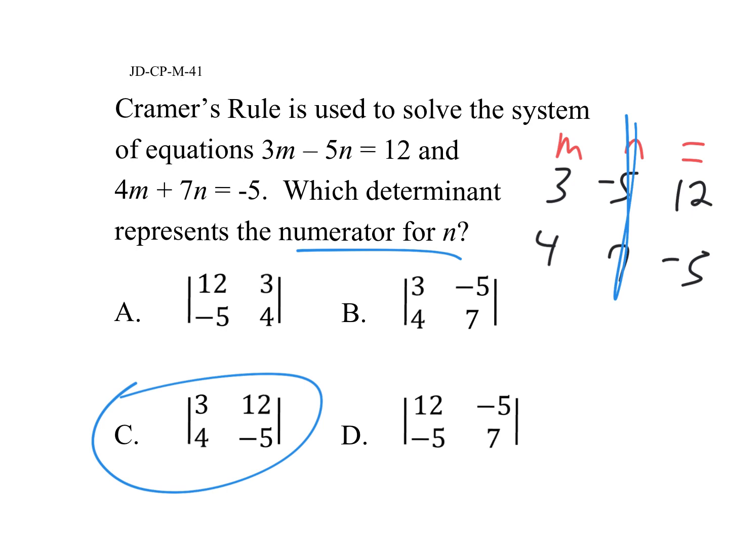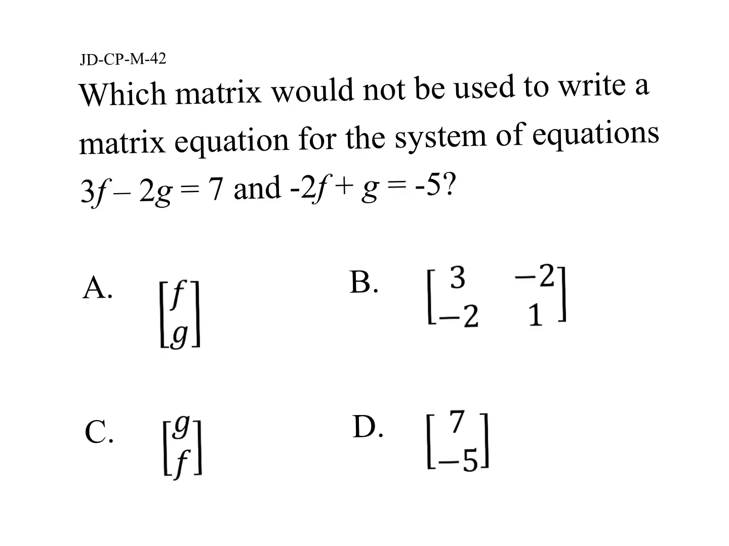And we've talked about actually just solving the equations, working it out algebraically, but we can look into the Kramer's rule a little bit more as well. 42, which matrix would not be used to write a matrix of equations for these system of equations? And that actually would be answer choice C. It's got to be between A and C, really. The deal is that it's the order of the variables. F comes before G, and so we don't want G coming before F.